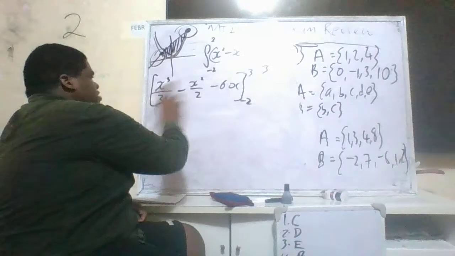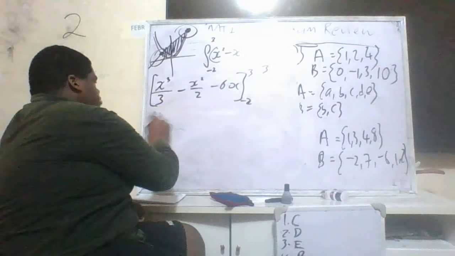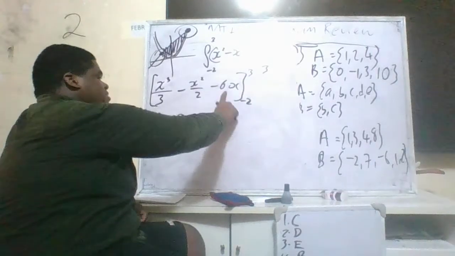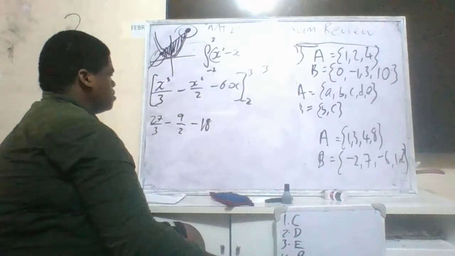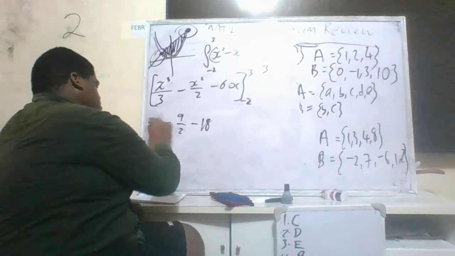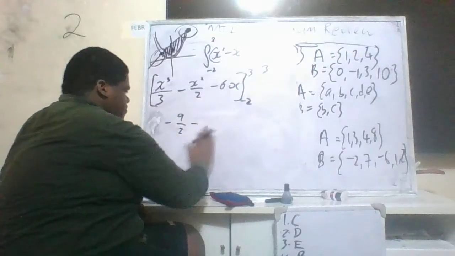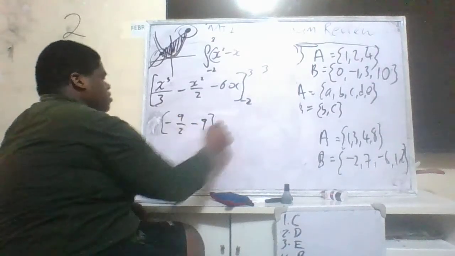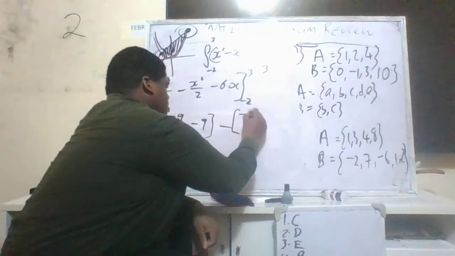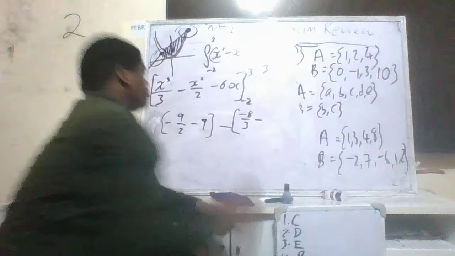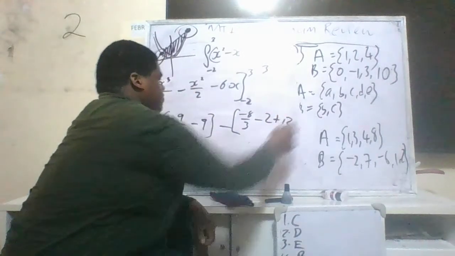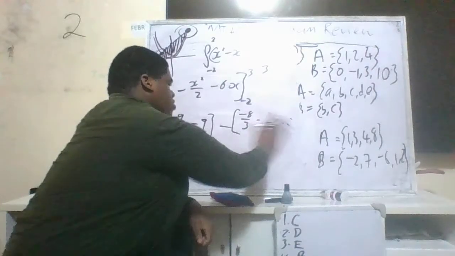When x is equal to positive 3, we have 27 divided by 3 minus 9 divided by 2 minus 3 times 6, this is 18. This is going to be 9. 9 minus 18 is negative 9. Minus, negative times this is going to be minus 8 divided by 3, minus this here is going to be 4 divided by 3, negative 2 plus 12. This here will be plus 10.